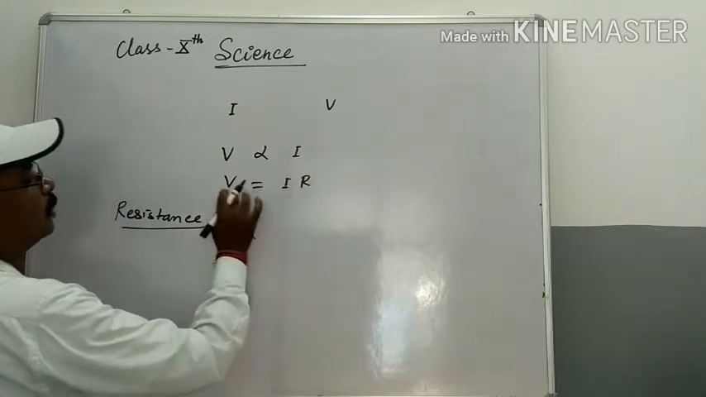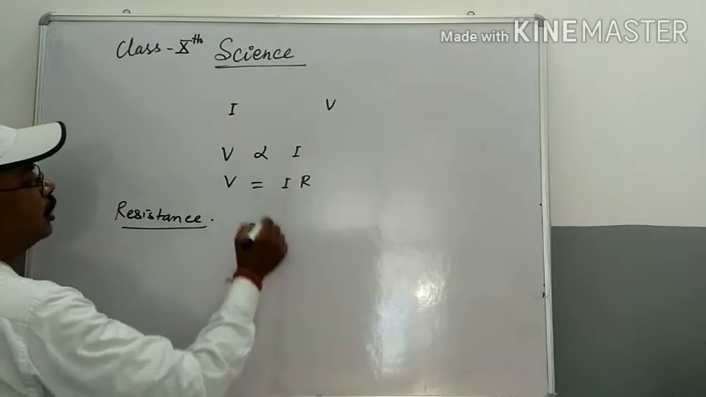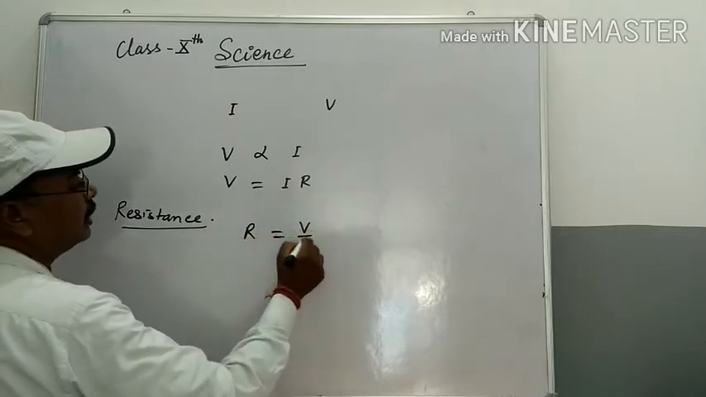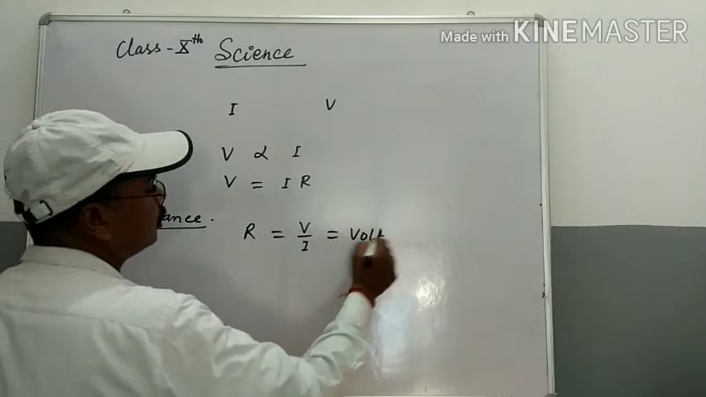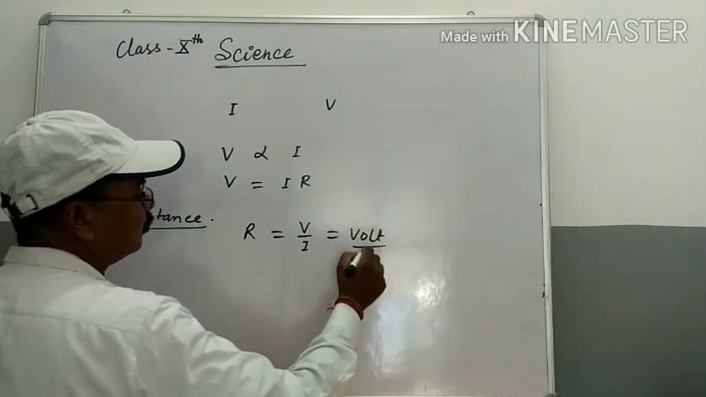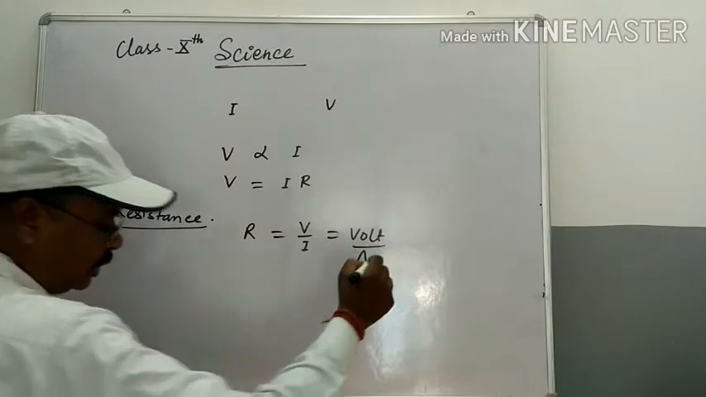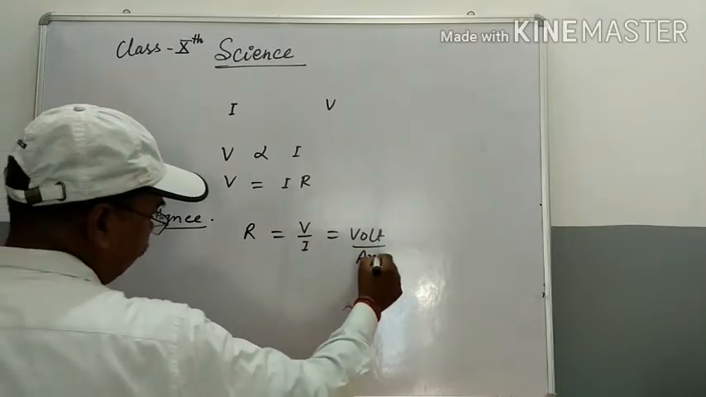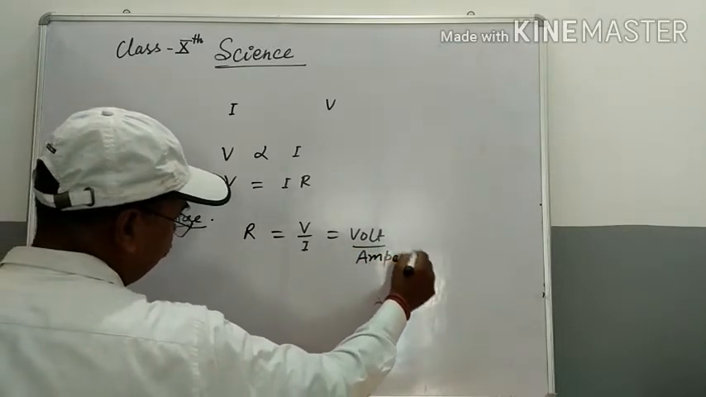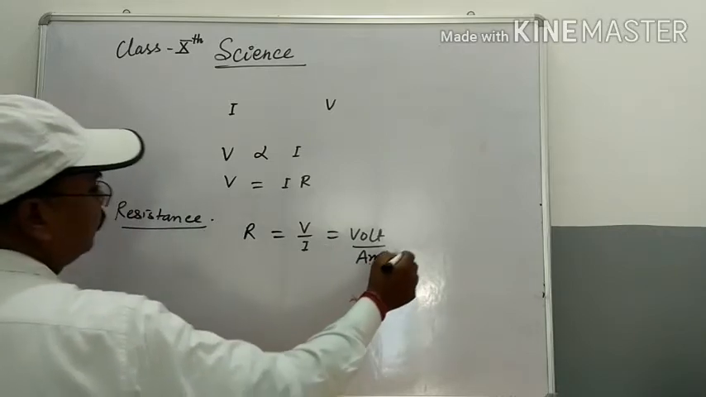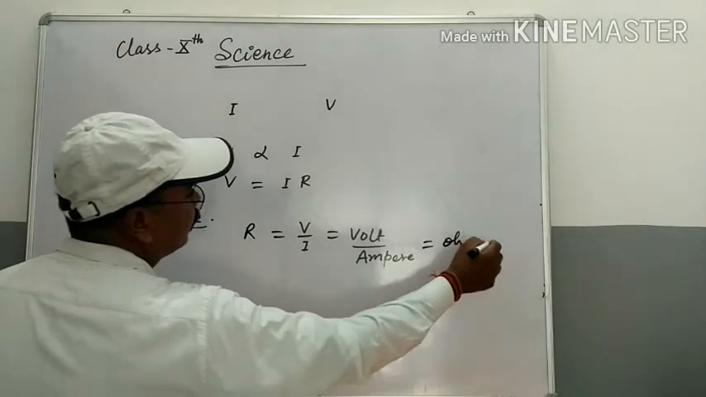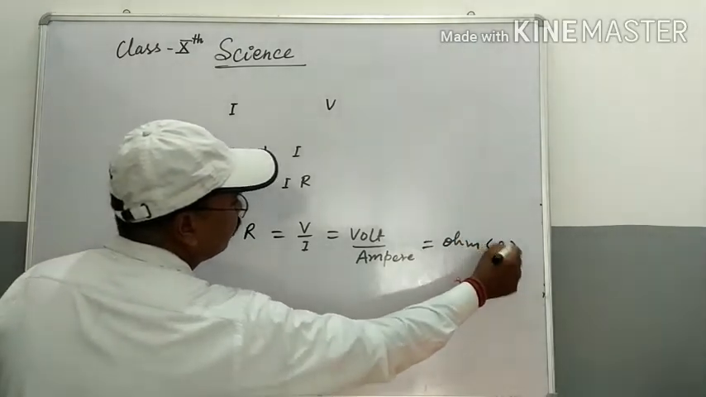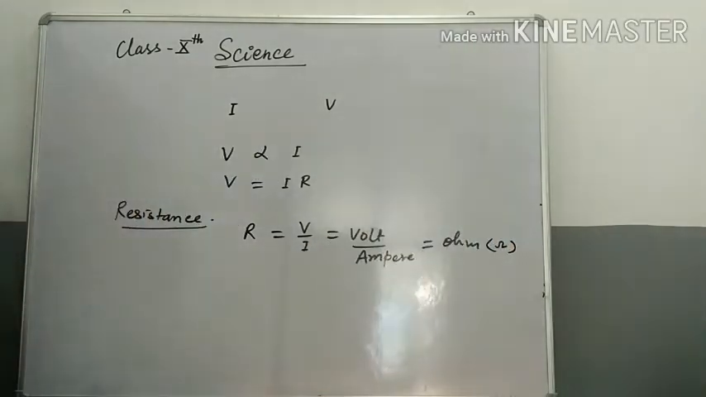From the above formula, resistance R equals V upon I, and that is volt per ampere. That is also called ohm, and it is represented by the symbol ohm.